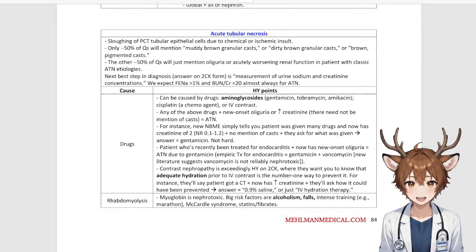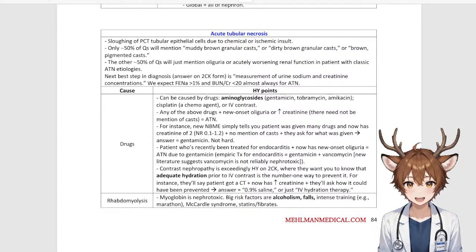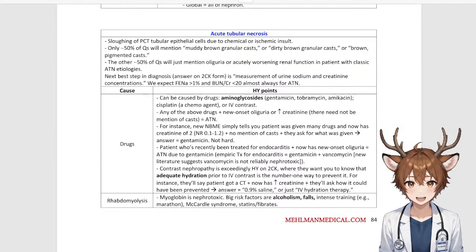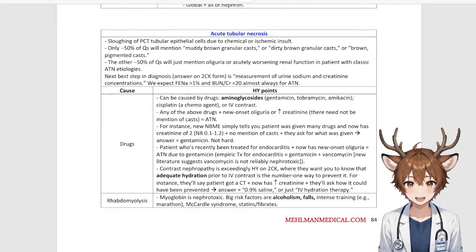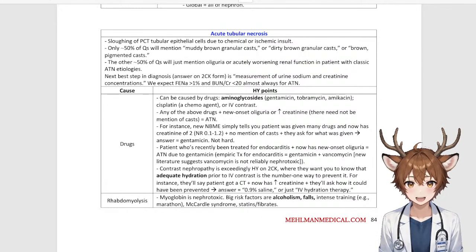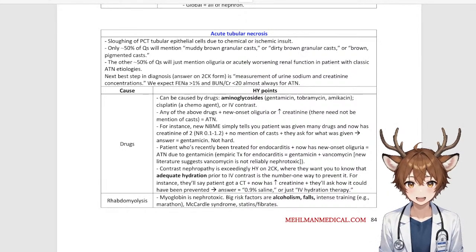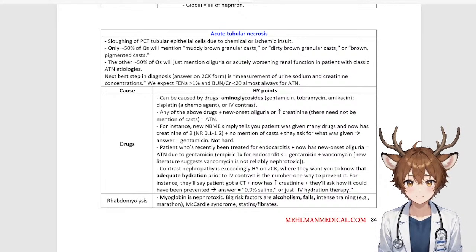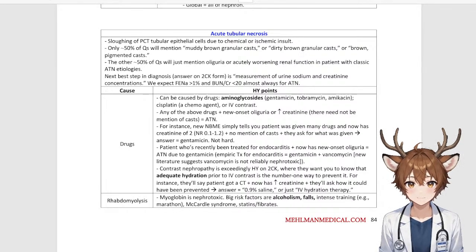Contrast nephropathy is exceedingly high yield on Step 2 CK, where they want you to know that adequate hydration prior to IV contrast is the number one way to prevent it. Adequate hydration prior to IV contrast. Number one way to prevent that. Okay. For instance, they'll say the patient got a CT plus now has an elevated creatinine, plus they'll ask you how it could have been prevented. The answer should be 0.9% saline or just IV hydration therapy.